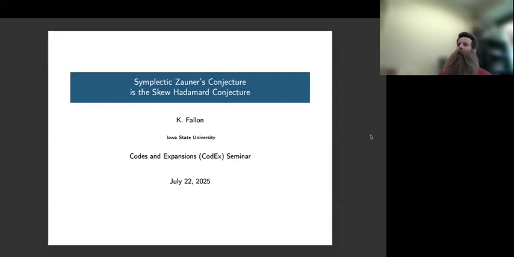Our talks this summer feature graduate students and postdocs who were nominated to speak by their senior colleagues. Today we have Kean Fallon, who is a graduate student at Iowa State University. We're happy to have him here today to tell us that the Symplectic Zauner's conjecture is the Skew Hadamard conjecture.